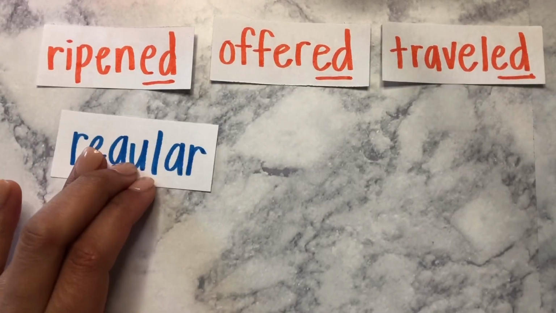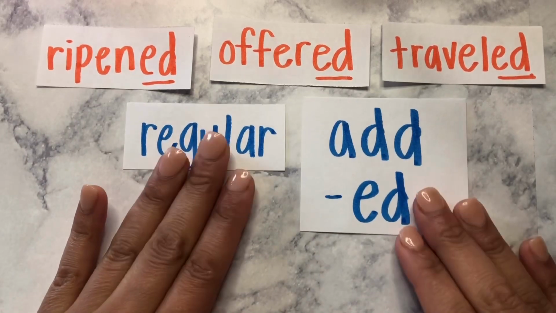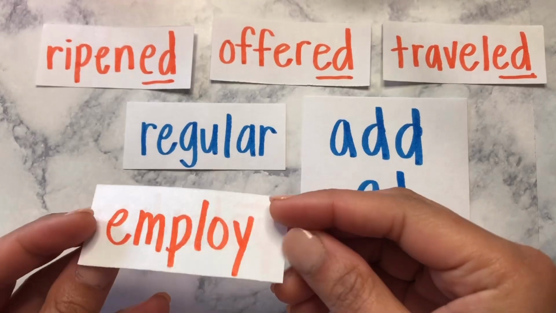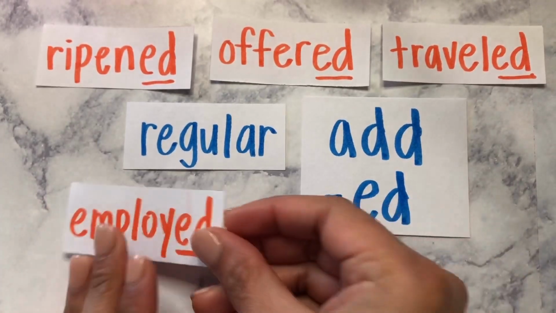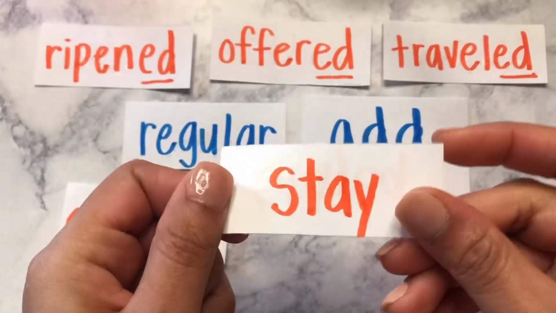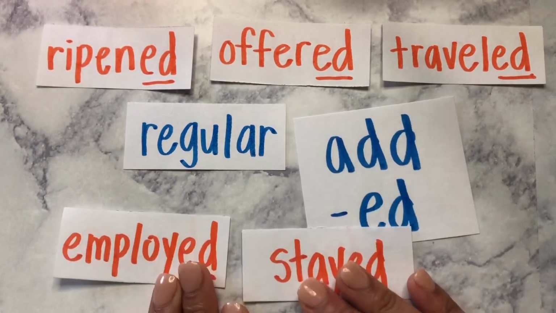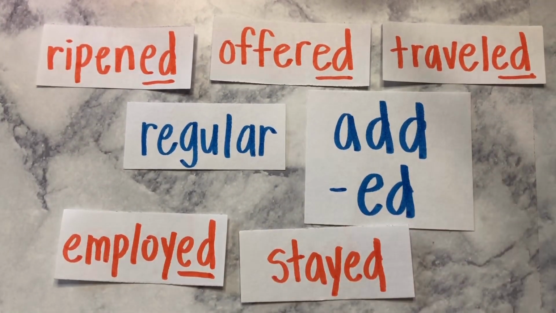A regular past tense verb, we can add an ed at the end. So if I say employ, to make it past tense, I would say employed. I can stay somewhere. To make it past tense, I would say stayed. These are examples of regular past tense verbs.